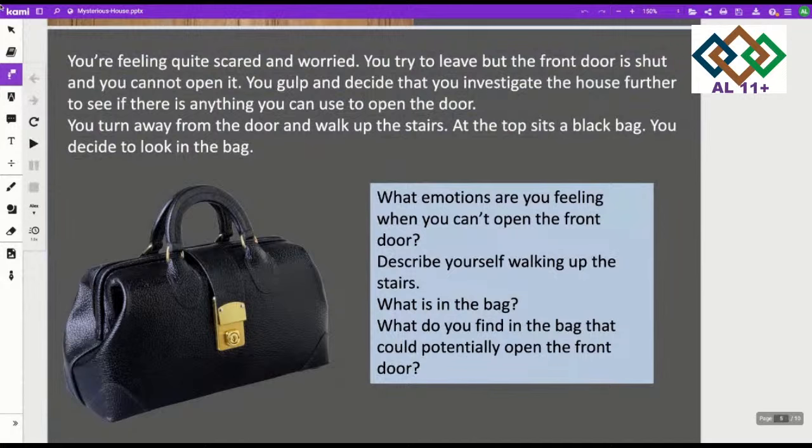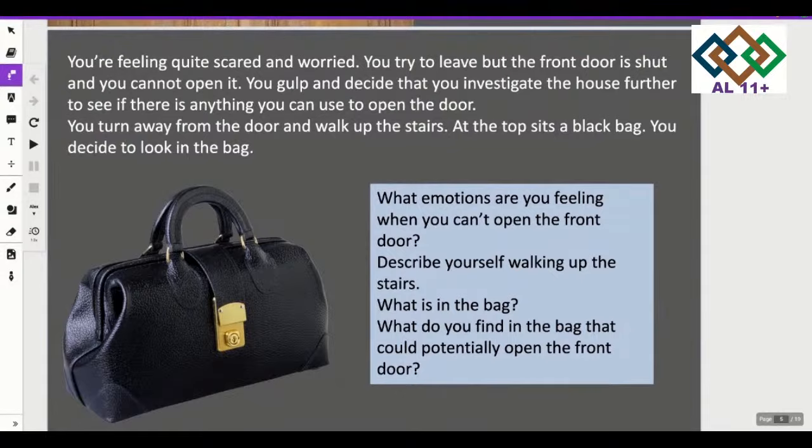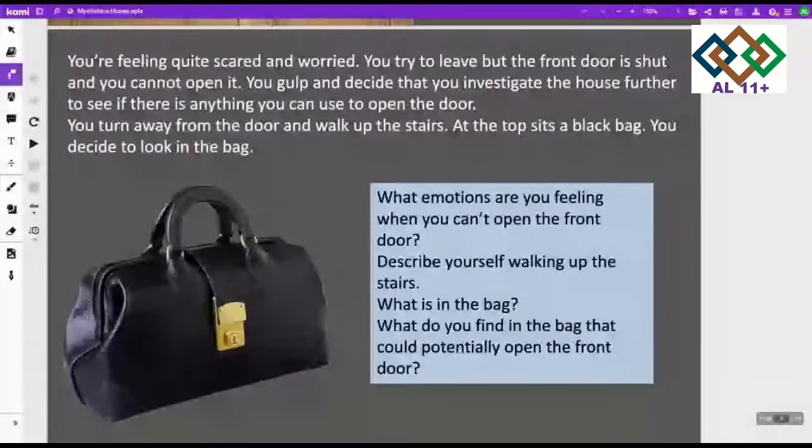So there's another thing now. Remember that you are locked in, and then you decide to look at the bag. When you are moving, you find a bag. You want to escape from the house. You're too scared, hearing the sounds, darkness everywhere. And what do you try to do? You try to just go now. And then you see a bag when you're walking up the stairs. So what things will happen now? What emotions are you feeling when you can't open the front door? Describe yourself walking up the stairs.